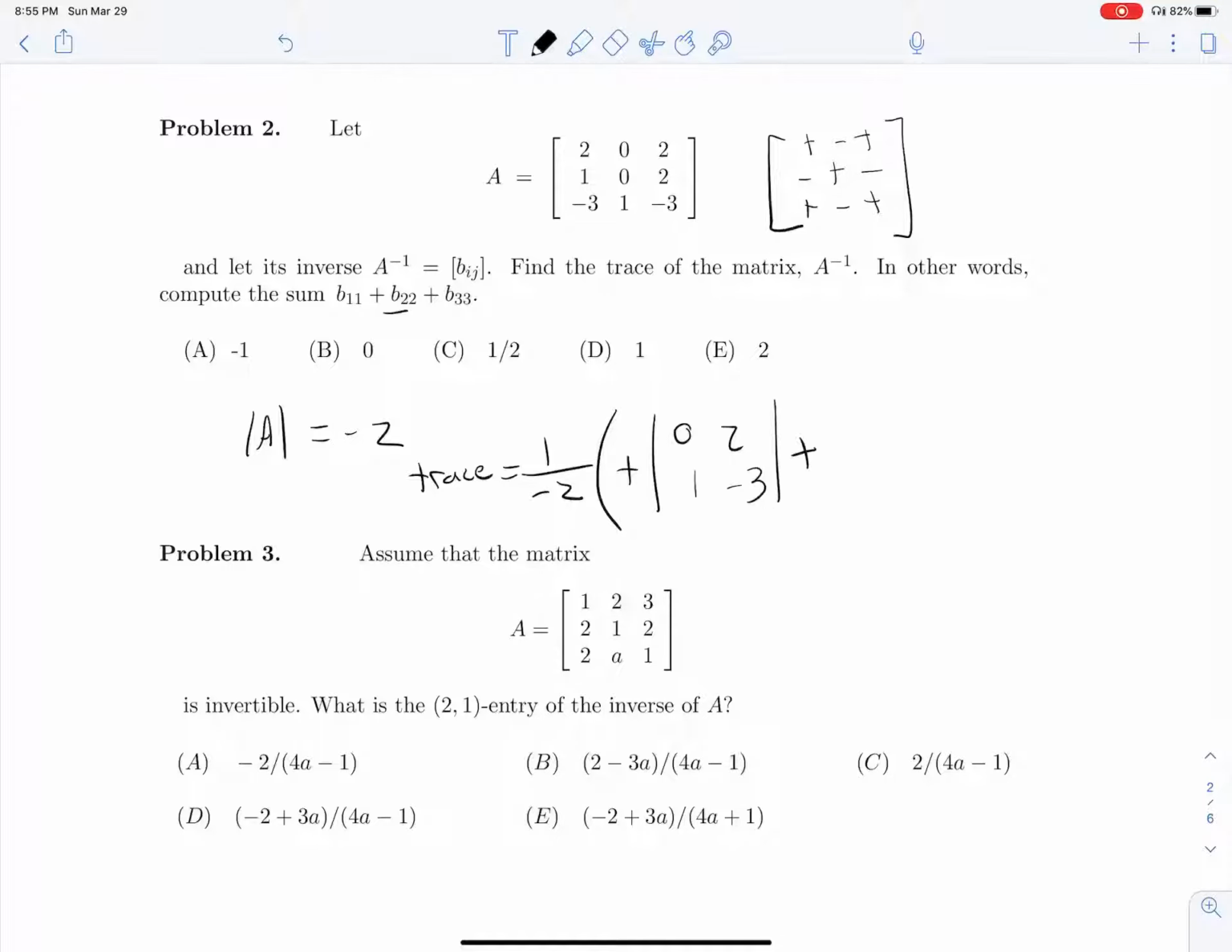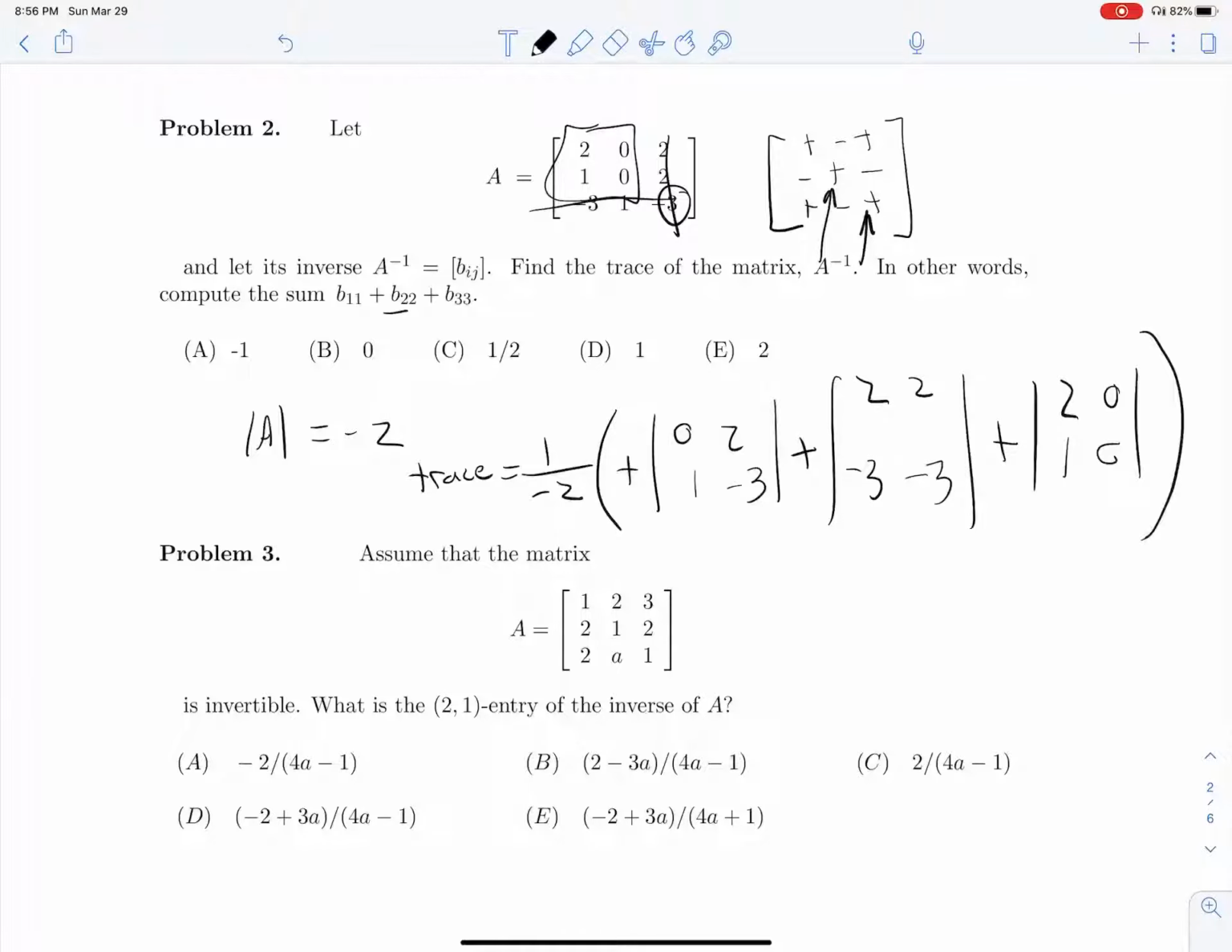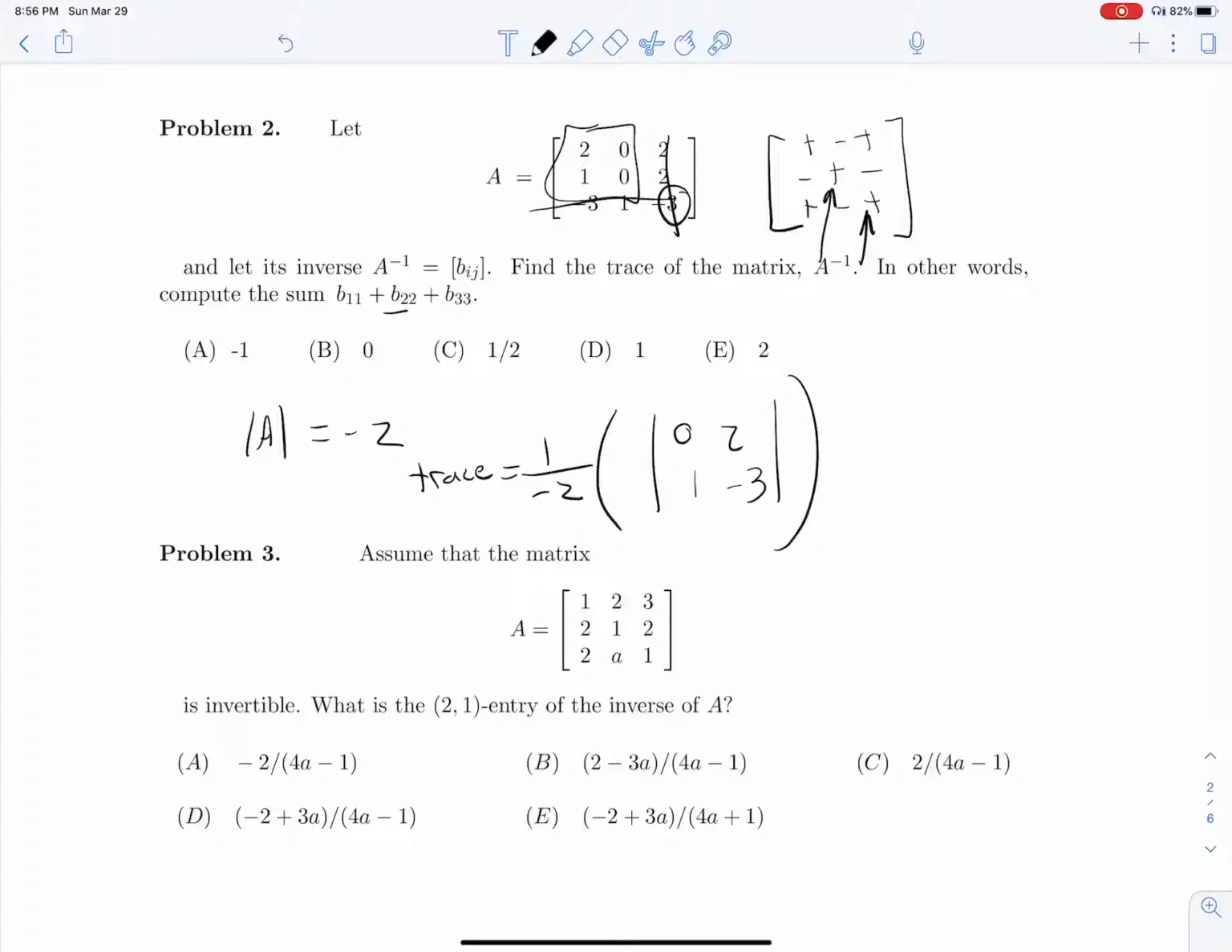Looking to our scheme over here, we're going to use another plus for this cofactor, which is 2, -3, -3, 2. And then finally, another plus for this cofactor right here, which uses this matrix, and that matrix is 2, 1, 0, 0, and we are ready to compute. Both of these matrices' determinants are going to be 0, and we are left with this guy right here. This determinant is -2. -2 over 2 is 1.